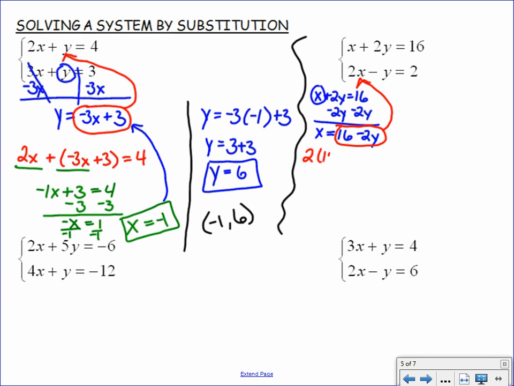2 times 16 minus 2y minus y is equal to 2. So 2 times x minus y is equal to 2. To solve this, we will need to first distribute. So 32 minus 4y minus y is equal to 2. Combine our like terms. 32 minus 5y is equal to 2. And solve. Subtract 32.